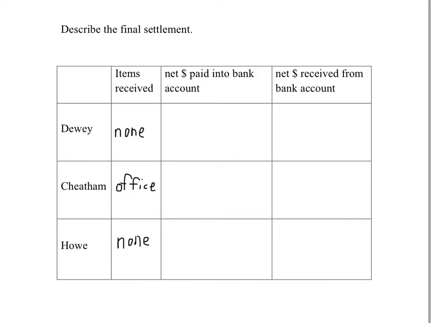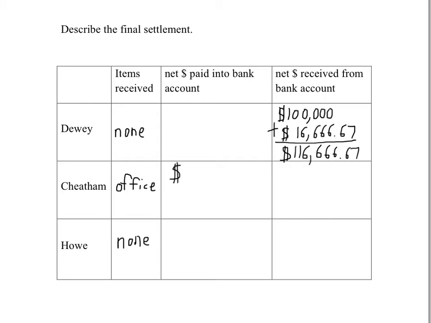Dewey originally received $100,000 from the bank account and is now receiving an additional $16,666.67 because of the surplus. That means that the net amount he receives is the sum of these numbers, namely $116,666.67. Cheatham started out paying $240,000 into the bank account.